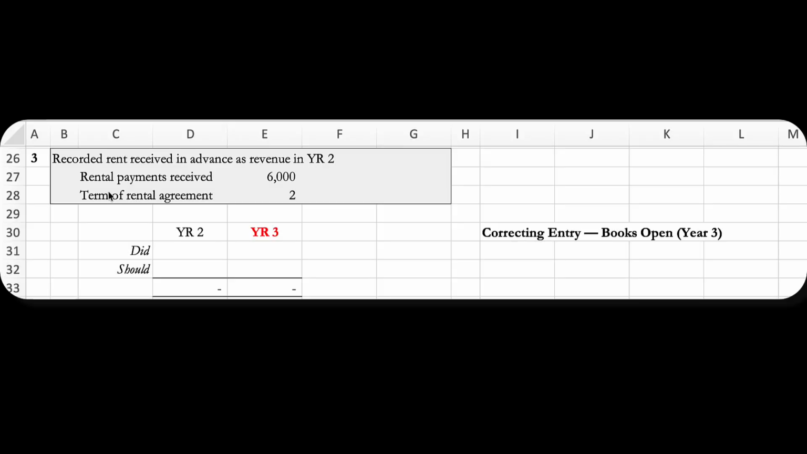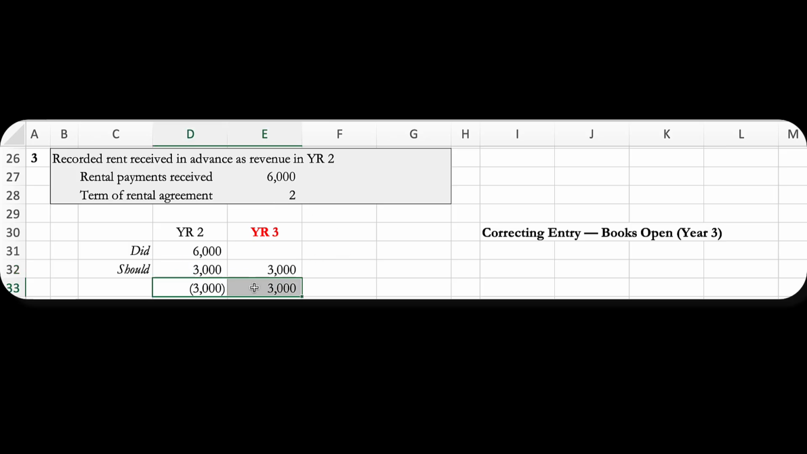Next error is that the company recorded rent received in advance as revenue in year 2. Those rental payments that were received, what they did was record $6,000 of revenue, but what they should have done was recognize that revenue over a 2-year period. And so I would have recognized $3,000 in each year if I wanted to do that correctly.